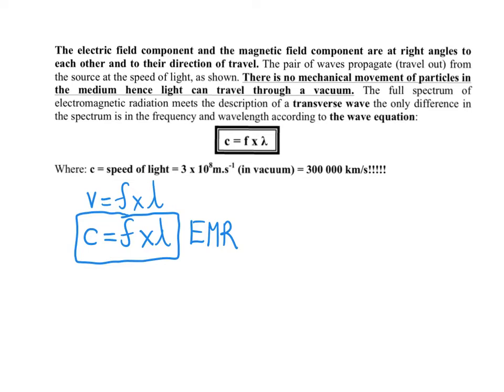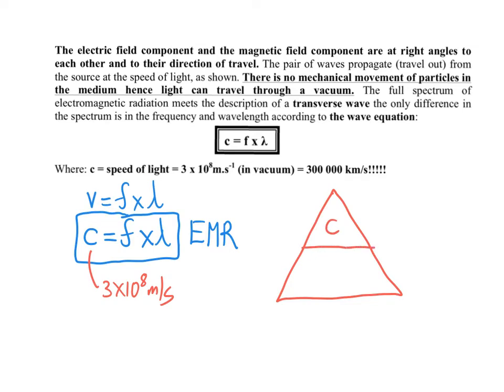And we will be using the value of 3 times 10 to the 8 meters per second for the speed of light. We can adjust our formula triangle now as follows. We can write c as frequency times lambda. Remember, c is now 3 times 10 to the 8 meters per second. Lambda is in meters and frequency is in hertz.